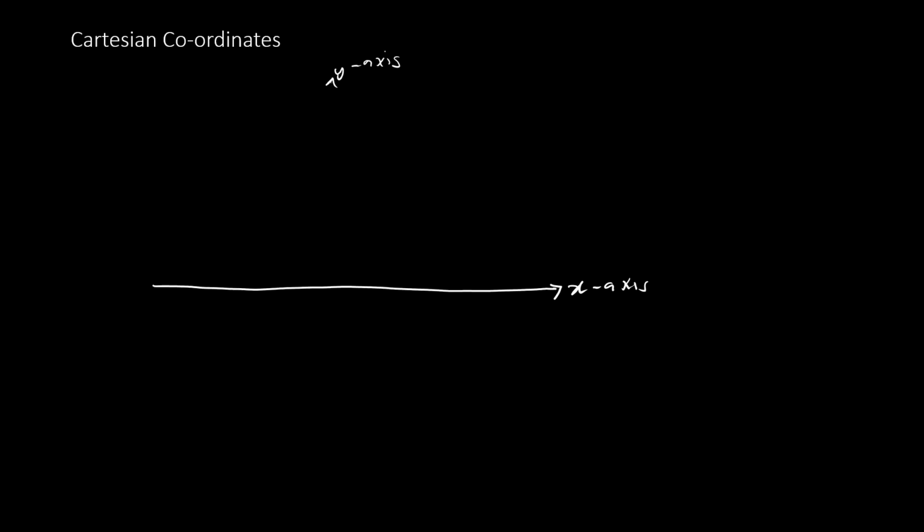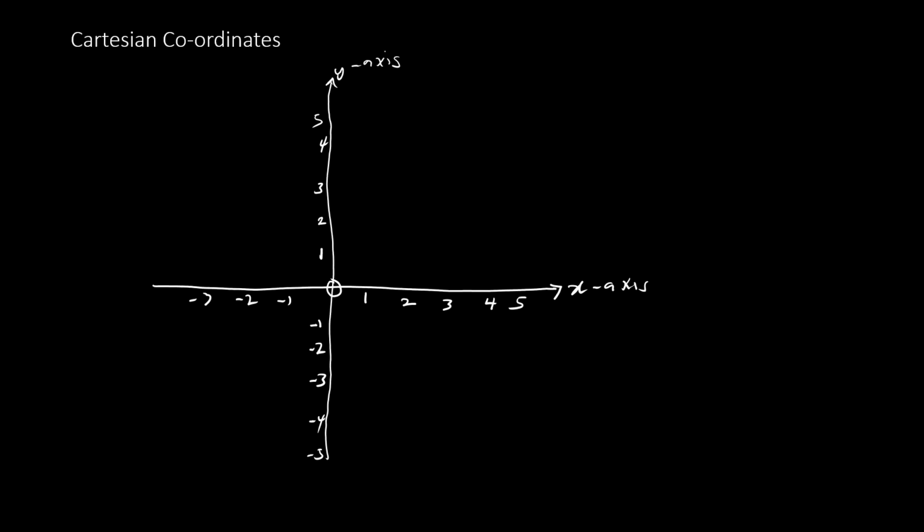Since we are starting from the origin, let me redo that again. This is the origin, which is 0. We can have 1, 2, 3, 4, 5. And also here, which is the positive y-axis, we can have 1, 2, 3, 4, 5. Now to the negative y-axis, this is going to start from negative 1, negative 2, minus 3, minus 4, minus 5. And also negative x-axis, minus 1, minus 2, minus 3, and so on.